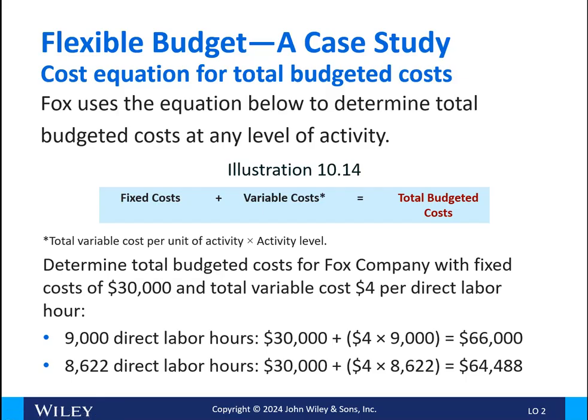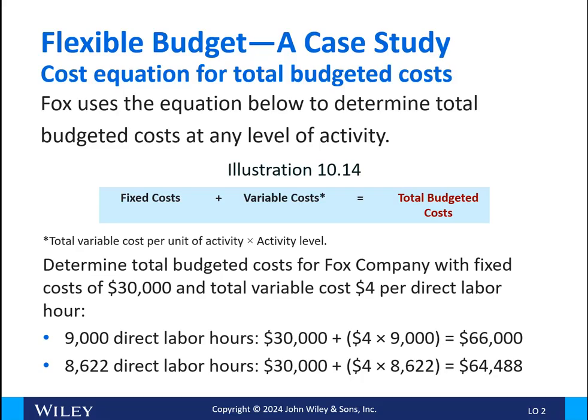Now our cost equation for total budgeted costs is fixed costs plus variable costs. That makes sense. Our variable cost then is the level of activity, in our case, number of direct labor hours, times the variable cost per unit of activity. We had 3 different variable costs that we saw. The total is $4 per direct labor hour. So at 9,000 direct labor hours, we saw from the chart, we had 30,000 of fixed costs plus $4 times 9,000, which was 66,000.